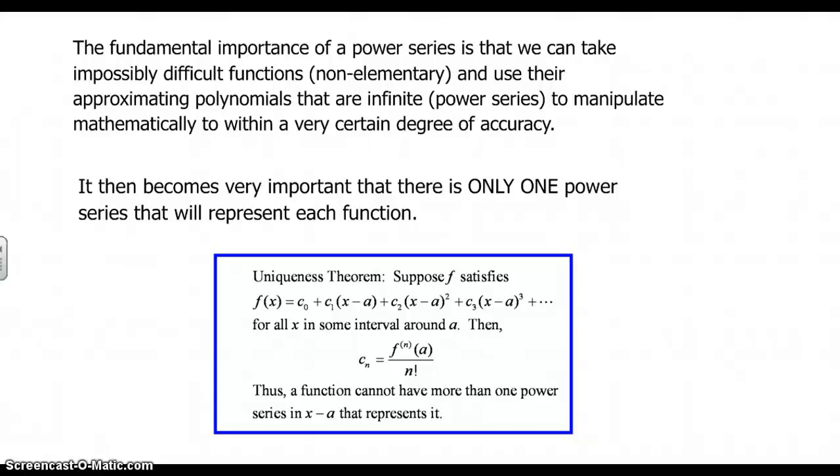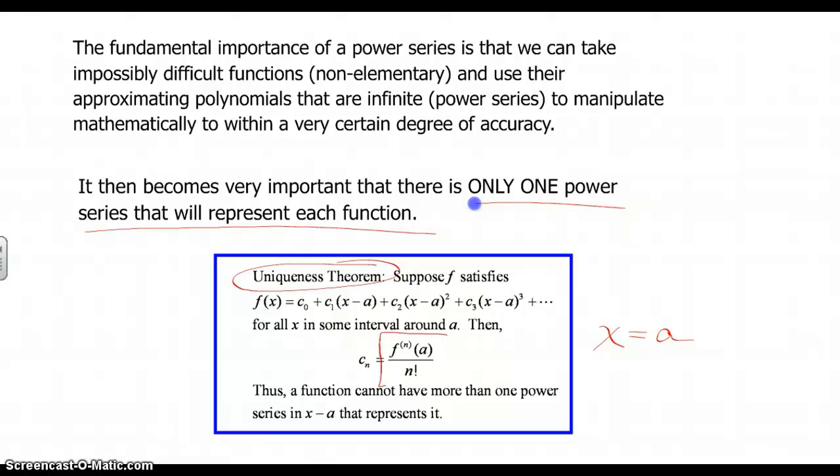So it's really important that there's only one power series that represents the function that we're trying to emulate. And that's where this whole idea of the uniqueness theorem comes in. Again, this doesn't need to be in your notes. I just want to convince you that it is true that there is only one power series near that center point of x equal a that is going to act like the function f of x in question.